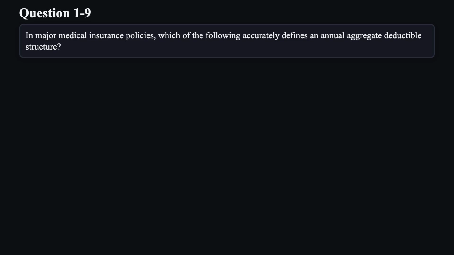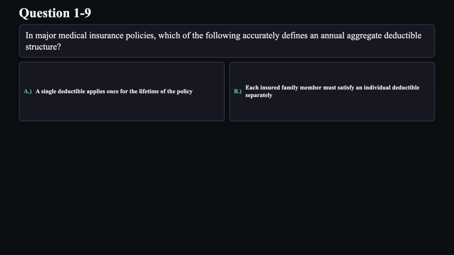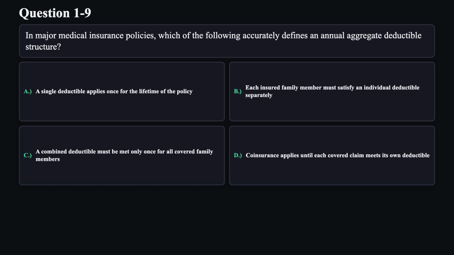Question 9. In major medical insurance policies, which of the following accurately defines an annual aggregate deductible structure? A. A single deductible applies once for the lifetime of the policy. B. Each insured family member must satisfy an individual deductible separately. C. A combined deductible must be met only once for all covered family members. D. Coinsurance applies until each covered claim meets its own deductible.